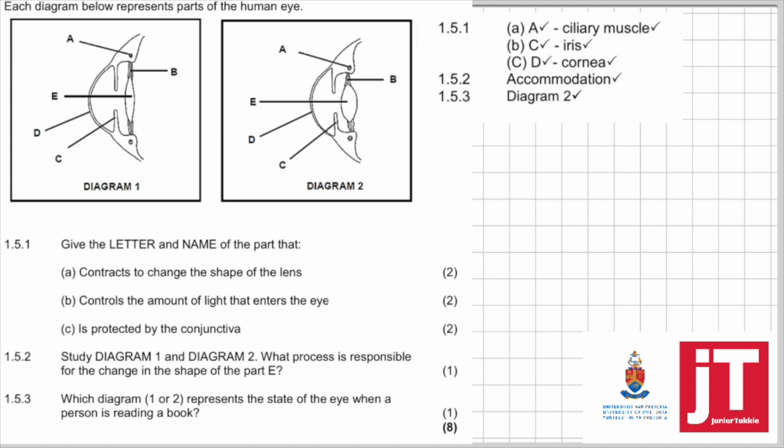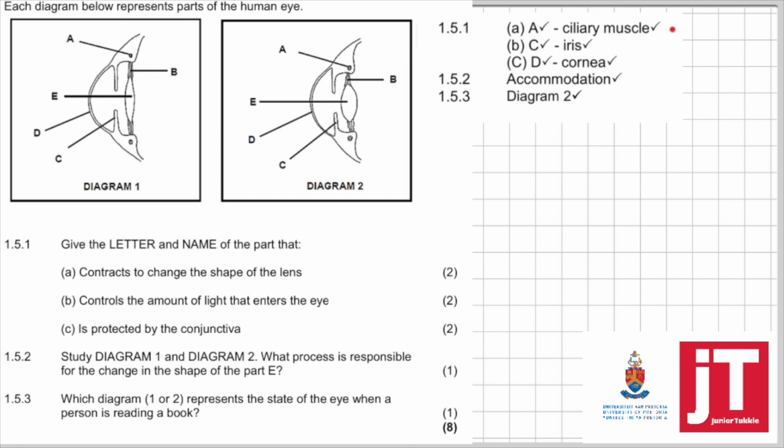1.5. Give the letter and name of the part that contracts to change the shape of the lens. Letter and name. That contracts, so we know muscles contract and relax. So that answer is A, because that's where the ciliary muscle is. A, ciliary muscle, as they ask for the letter and the name.